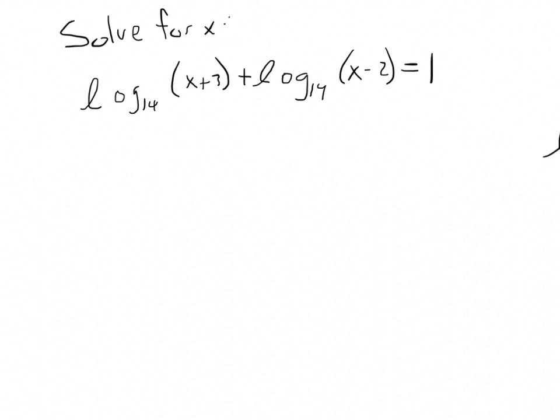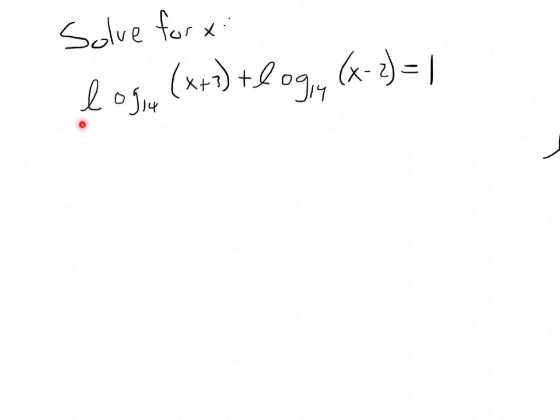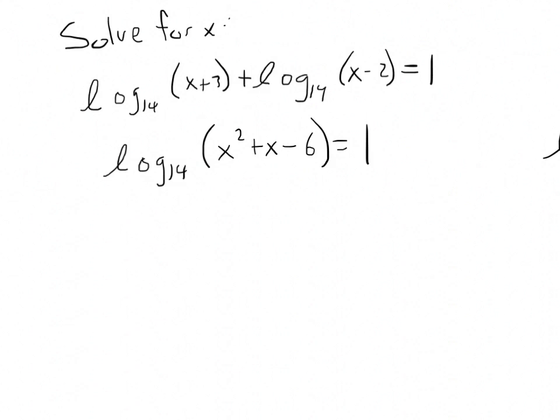So here you'll notice I don't have that. I have two logs, right? Fortunately, they're being added together, so from the first review video, you know that we can multiply these things together. I can get the log base 14 of, and then inside will be this times this. I'm going to go ahead and FOIL those together and get x squared plus x minus 6 equals 1. And now I'll admit it's a little bit complicated, but this is logarithmic form. This is a log base something of one large expression equals 1.